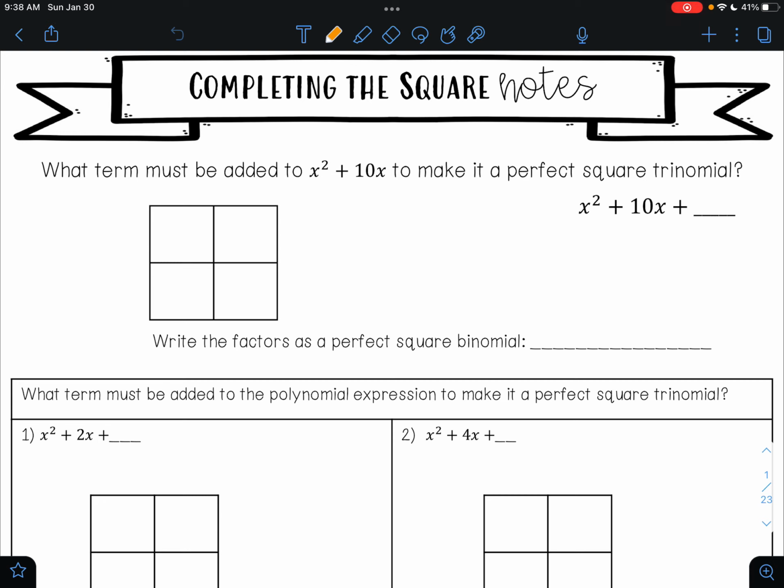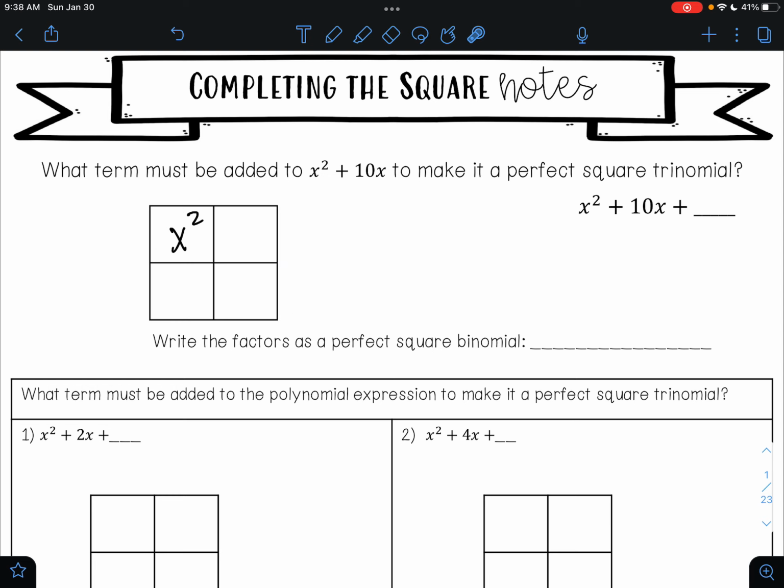So our first example says, what term must be added to x squared plus 10x to make it a perfect square trinomial? So what we are looking for is the term that would go right here to make this be a trinomial, but also a perfect square. And so to do this, we always take our first term, x squared, and put it in our first box. And now we want this box to be a square.